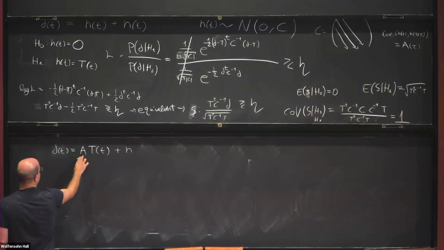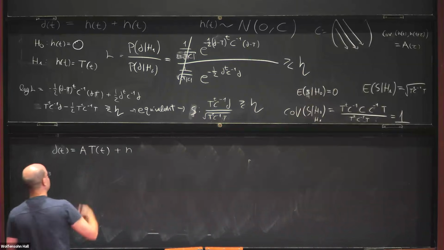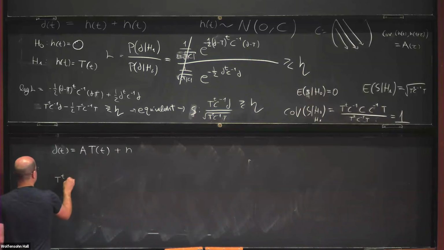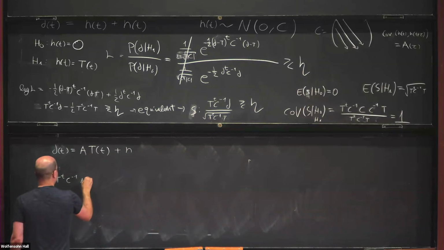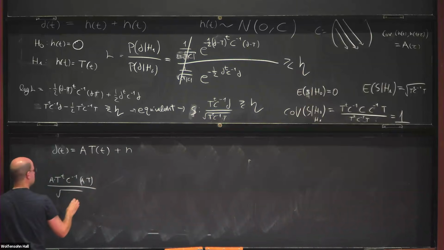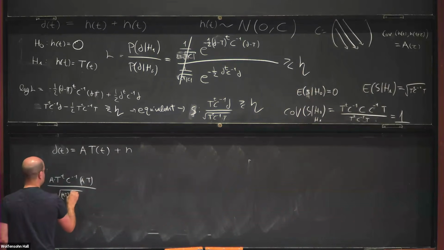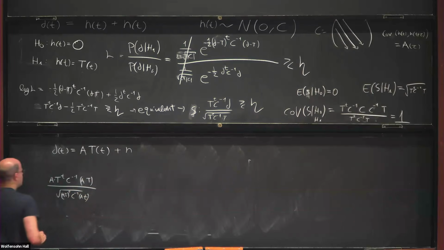And now because a is a free parameter, that's not a simple hypothesis. I can close my eyes, think about a as a known quantity, and get a test. And my test is going to be a T transpose C minus 1 d, divided by the square root of T transpose C minus 1 T. So this is closing my eyes, applying Neyman-Pearson as if a is known. That's the test I'm going to get.